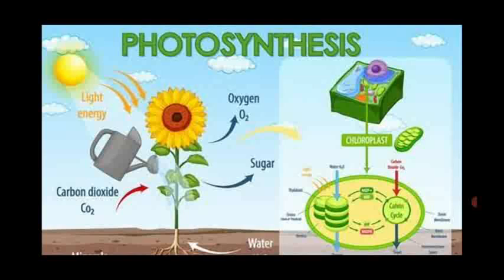Next, the structure of the chloroplast. This is the green colored organelle which is present in the plant parts. It has the green colored pigment chlorophyll. Chlorophyll is the important pigment which is responsible for photosynthesis.